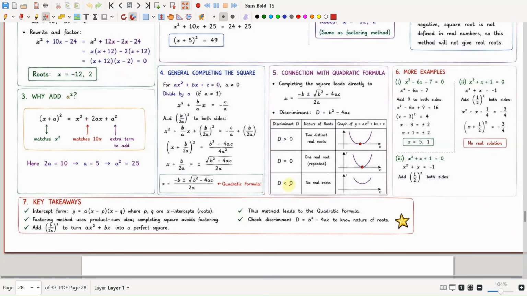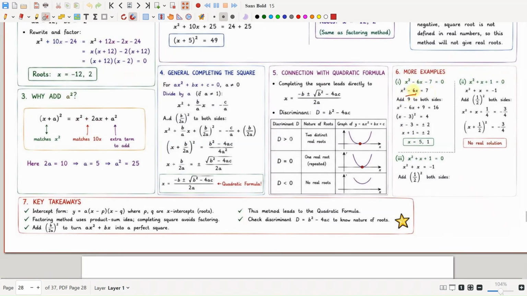Okay, so see the example for the completing the square method. x square minus 6x minus 7 is equal to 0. I'm taking the constant term to the right hand side. Then there will be x square minus 6x is equal to 7. I'm going to take this as 2a is equal to minus 6, then a will be minus 3. So I have to take the a square, which is 9.